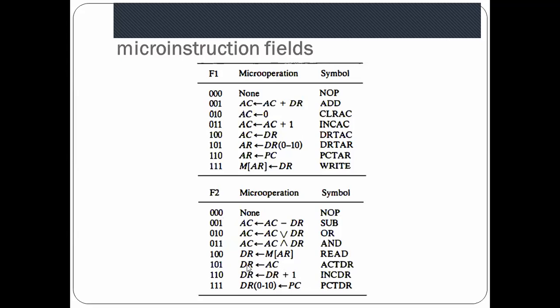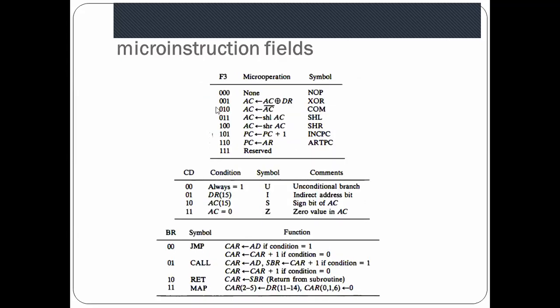This is just the transfer of accumulator to data register, incrementing the data register, and transferring the contents of PC to DR. Likewise, different micro operations are there for each field. This is F3.